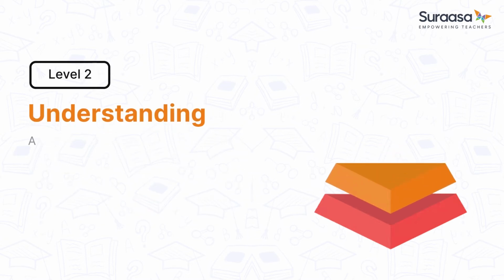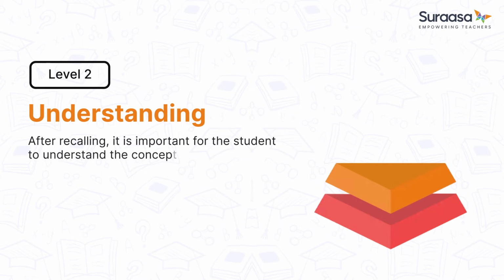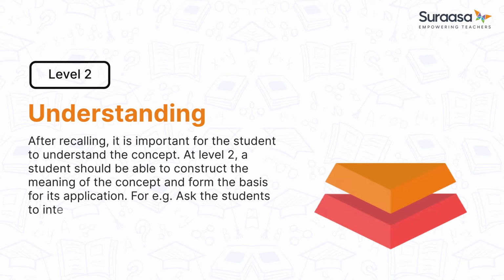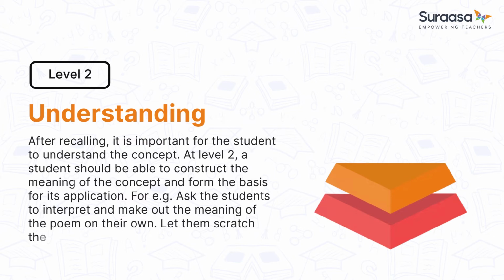Level 2, understanding. After recalling, it is important for the student to understand the concept. At level 2, a student should be able to construct the meaning of the concept and form the basis of its application. For example, ask the students to interpret and make out the meaning of the poem on their own. Let them scratch their heads for a while.